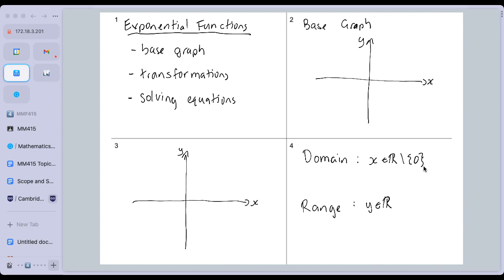If you're not confident, just do it in pencil or on a scrap bit of paper. Can I get you to draw the base graph of an exponential function? Can you remember what features an exponential function has, what it looks like? Draw it down somewhere. See if you can get that down.